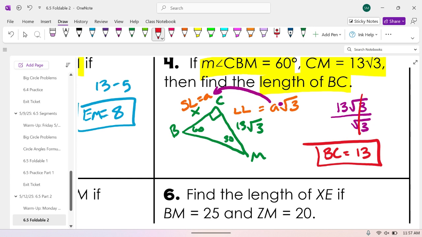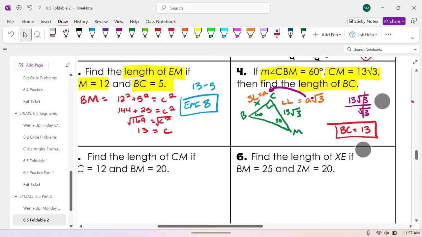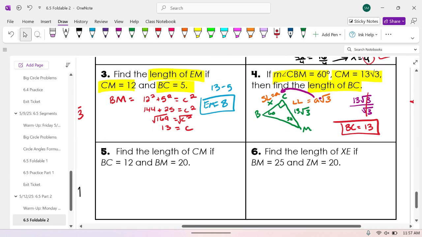So like I said, guys, you need to know those 30, 60, 90s because it will come back to haunt you. All right?